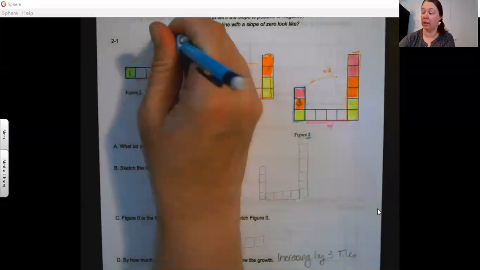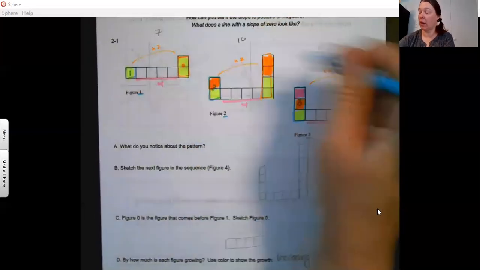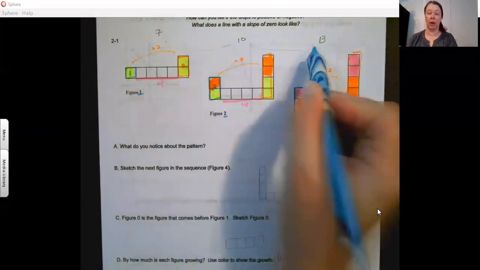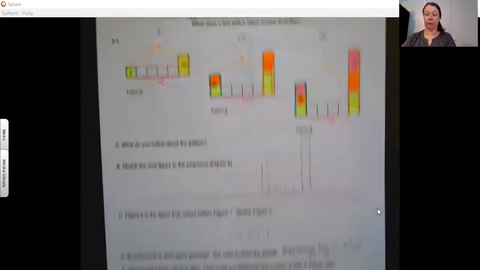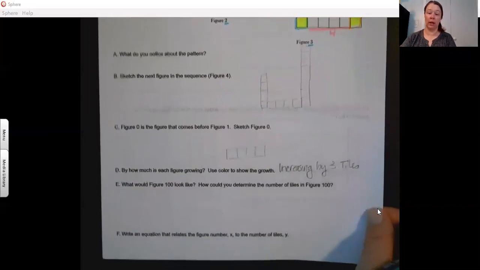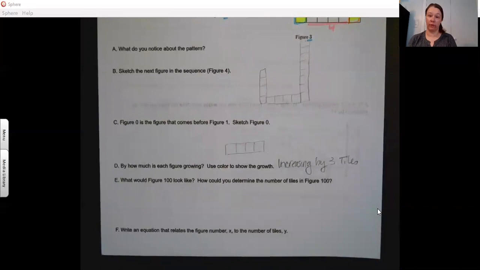So this one has 7, you count all these, you have 10, you count all these, you have 13. So you might have noticed it that way. Oh, it's going up 3, it's going up 3. So now the next part is asking, what would figure 100 look like? And how could you determine how many tiles are in figure 100?